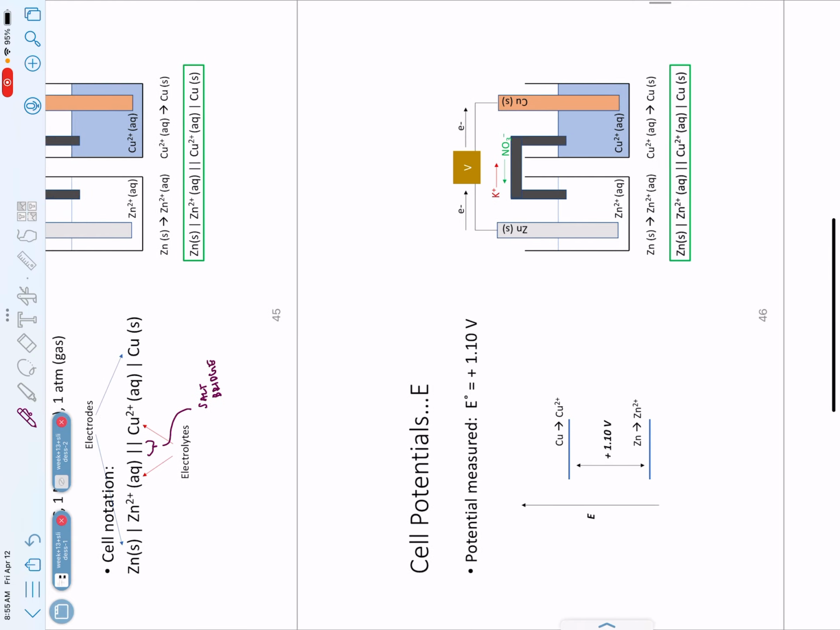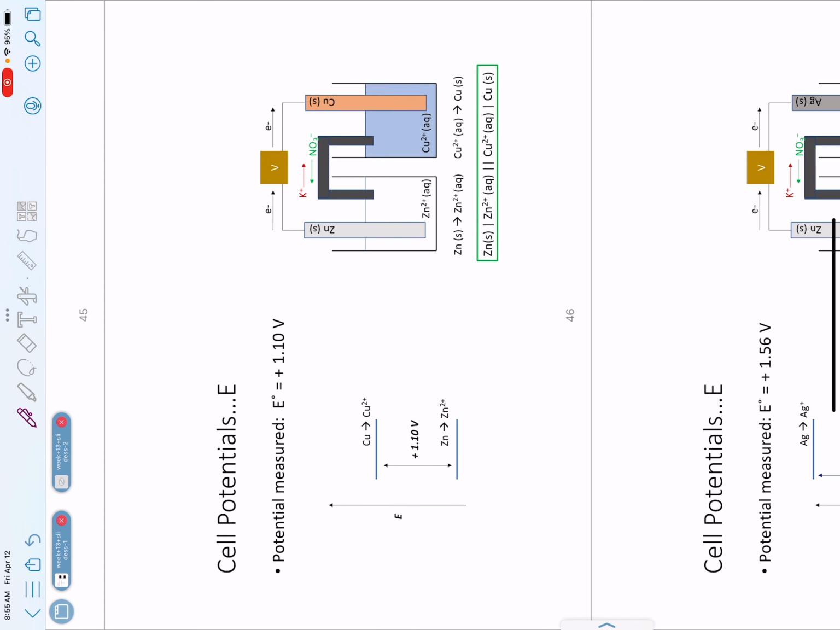Okay, so in essence, I can measure the cell potential, the voltage, what's forcing the electrons to go from one side to another if I put that voltmeter in there. And what I discover is that my electrons are being pushed with a potential, joules per coulomb, of 1.1 volts. All right, so what does that mean?